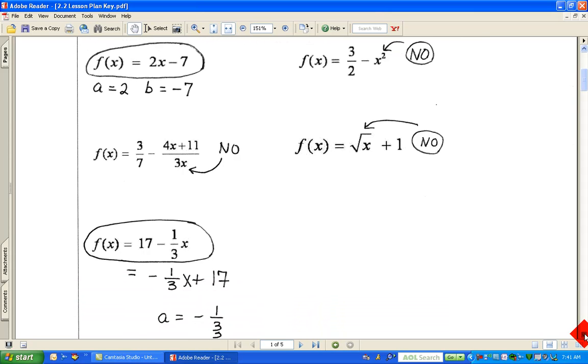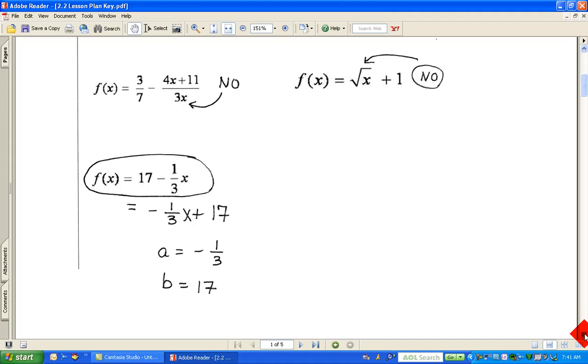And our final example for this question, f of x equals 17 minus 1/3 x. Well, that is a linear function. You can see the degree is 1. However, the order that it was written in was not really correct.